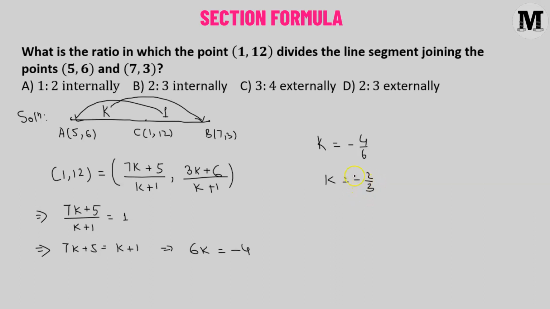The negative sign tells us that actually it's not an internal division, it's an external division, meaning point C is dividing AB in the ratio 2:3, but externally. So we can say that k:1, that's simply 2 over 3, that's the ratio, and it is dividing it externally, not internally. So that means option D is going to be the correct answer.